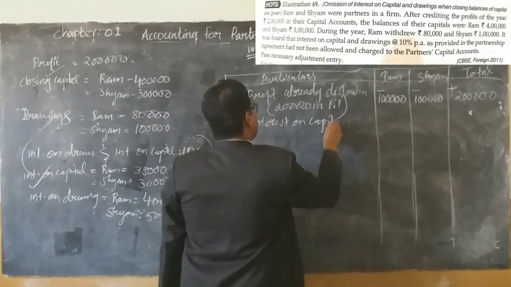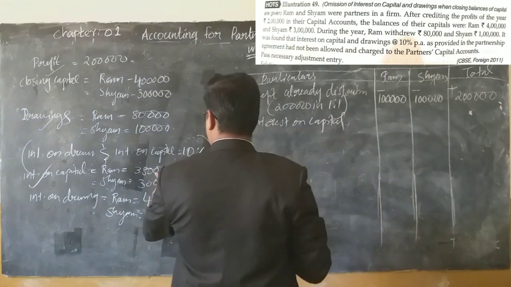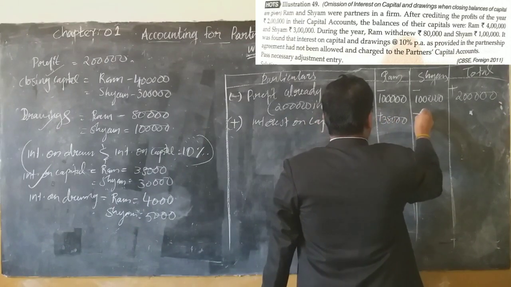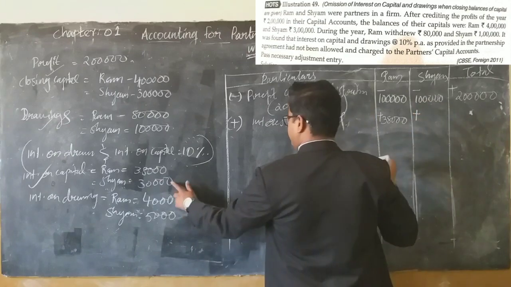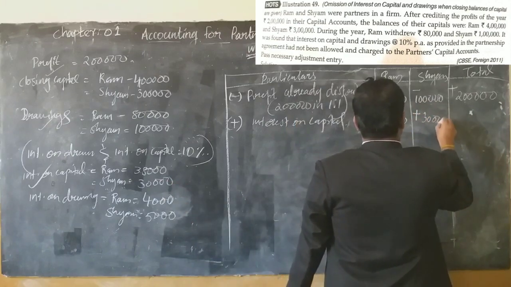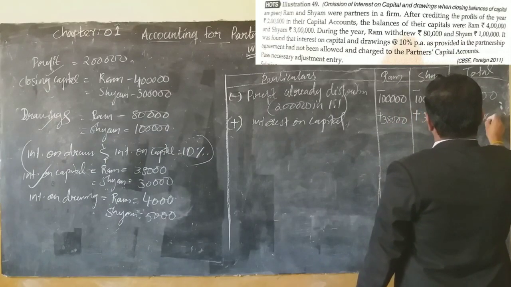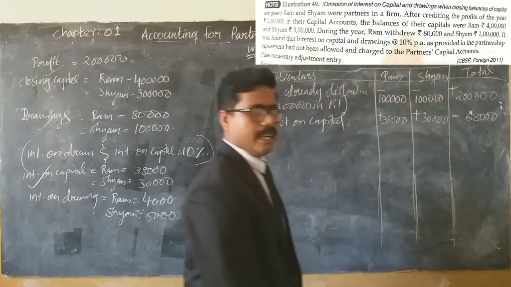What was the interest on capital? Ram's interest on capital 38,000 and Shyam's interest on capital 30,000. So what is the total interest on capital? 68,000. So it will be deducted from our total profit, 68,000.